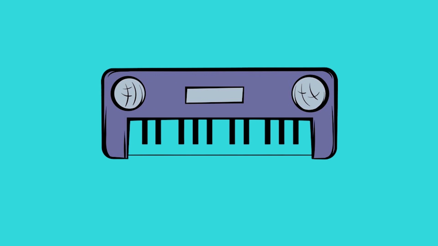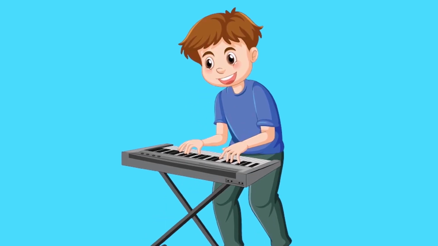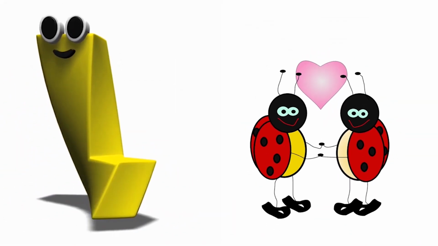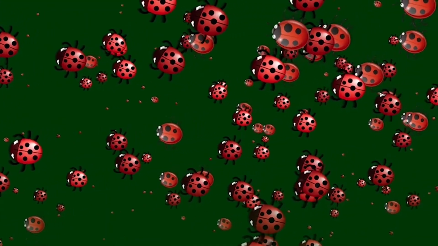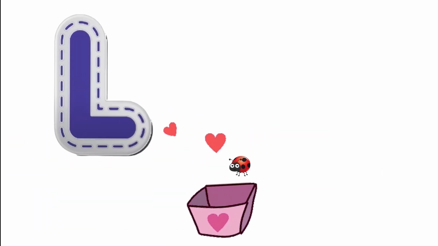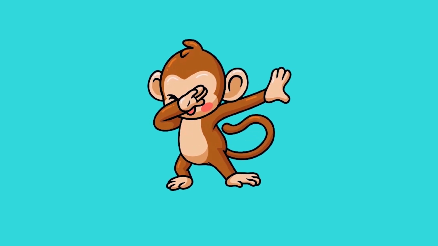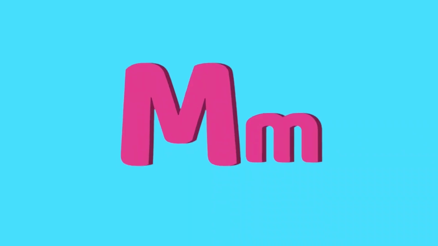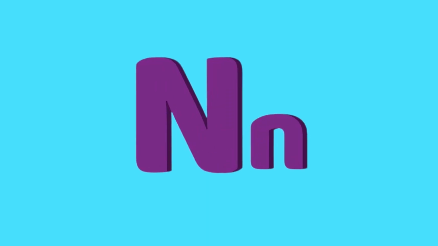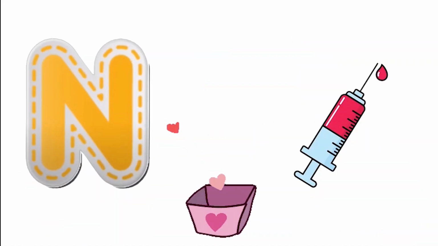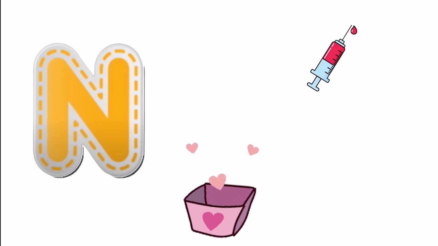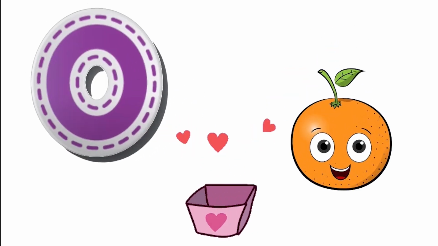K is for keyboard, keyboard, keyboard. L is for ladybug, ladybug, ladybug. M is for monkey, monkey, monkey. N is for needle, needle, needle. O is for orange.